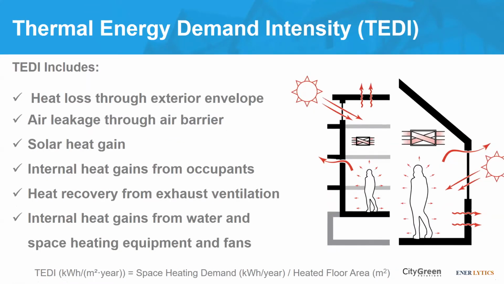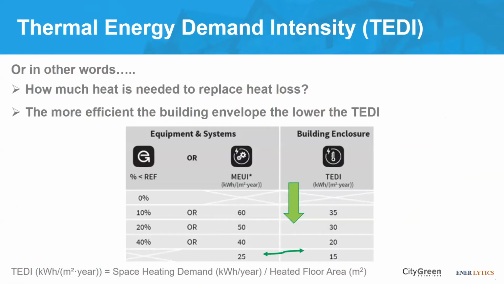The TEDI includes the heat loss through the exterior envelope, air leakage through the air barrier, solar heat gain, internal heat gains from occupants, heat recovery from exhaust ventilation, and internal gains from water and space heating equipment and fans. In other words, TEDI tells us how much heat is needed to replace heat loss. And the more efficient the building envelope within the home, the lower the TEDI.